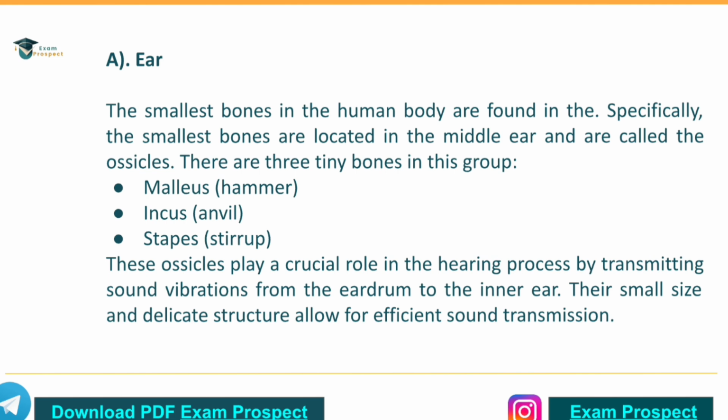Specifically, the smallest bone are located in the middle ear and are called the ossicles. There are three tiny bones in this group. One is malleus, called hammer, incus, called anvil, and stapes, called stirrup. These ossicles play a crucial role in the hearing process by transmitting sound vibrations from the eardrum to the inner ear. Their small size and delicate structure allow for efficient sound transmission.